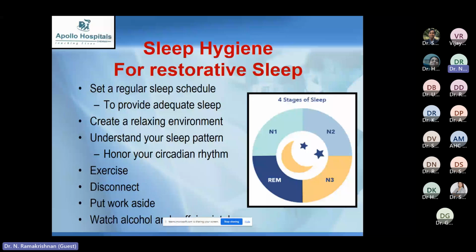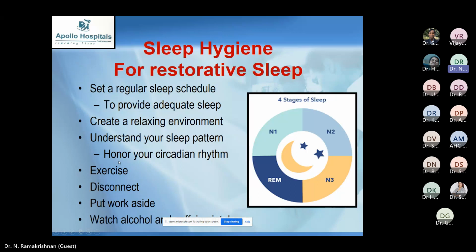Understanding your sleep pattern, honoring your circadian rhythm. Again, there are some who are very erratic about their sleep: sleep very late, wake up very late, the next day sleep early. So that certainly does not help. And not sleeping well for 5 days and trying to catch up over the weekends does not really help. It's almost like starving for 5 days and eating on the other 2 days.